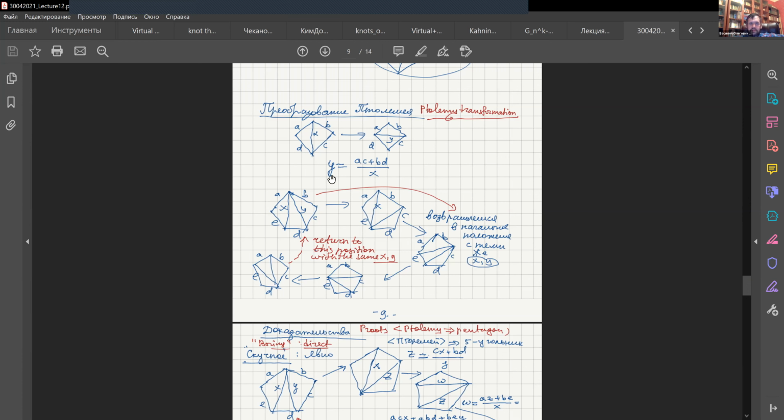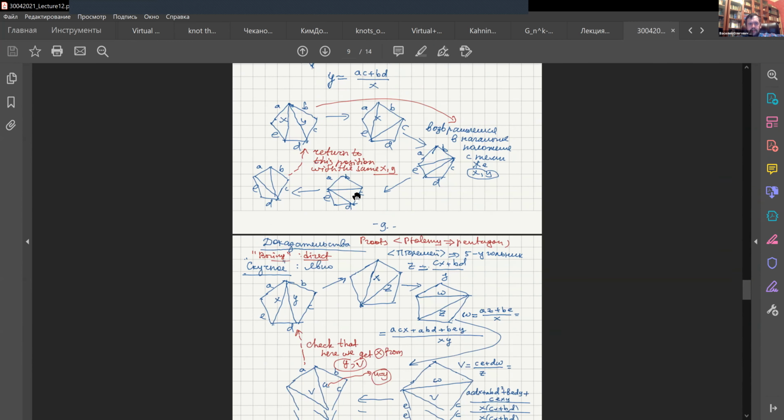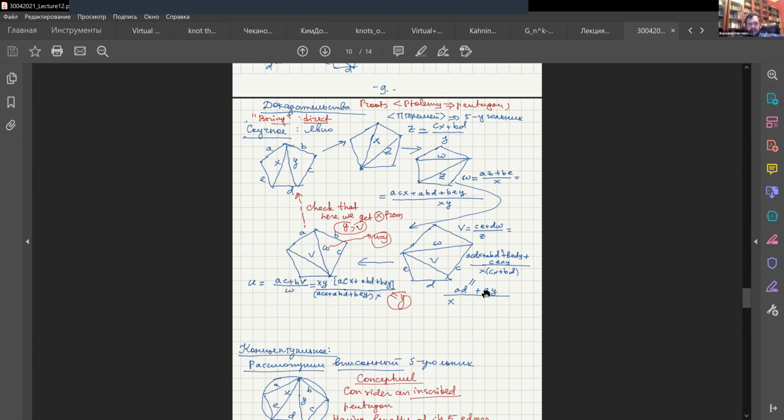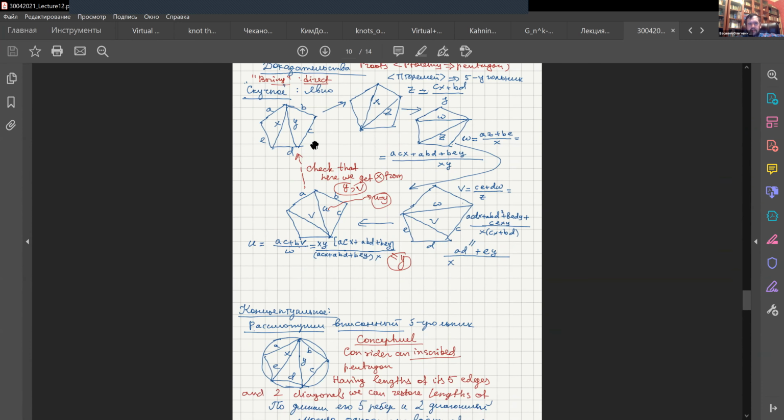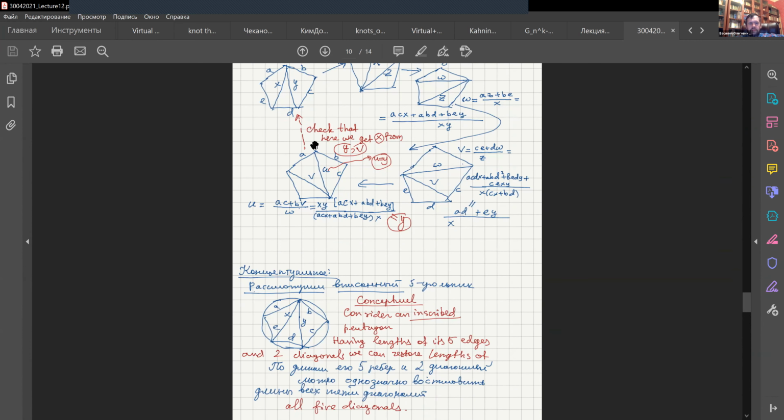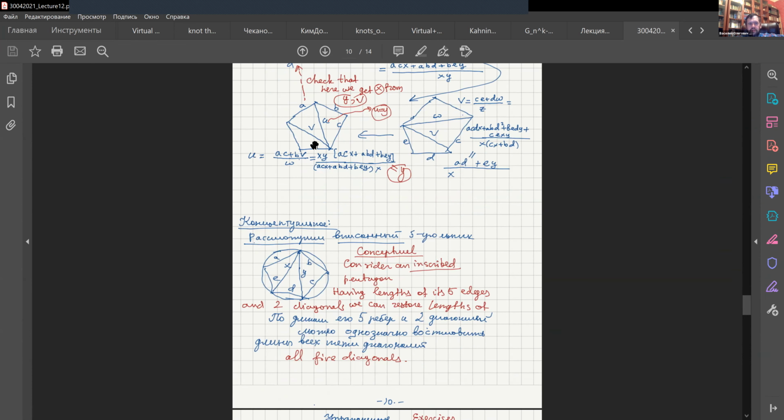So in the tropical world, we have y equals the maximum of a plus c minus x and b plus d minus x. So you see we have this nice thing. That's why sometimes it's important to look at boring proofs. And now I want to move to the conceptual proof. And the conceptual proof is as follows. We want to consider the inscribed pentagon.